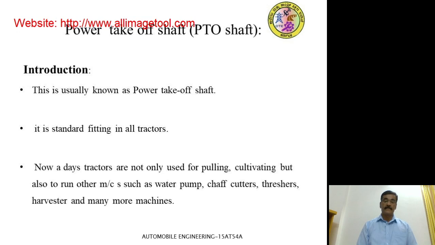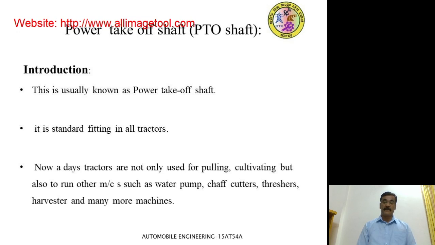Nowadays, tractors are not only used for pulling and cultivating, but also to run other machines such as water pumps, chaff cutters, threshers, harvesters, and many more machines. That means tractors are not only used for cultivating and plowing the land, but also for running water pumps to lift the water to irrigate the land.